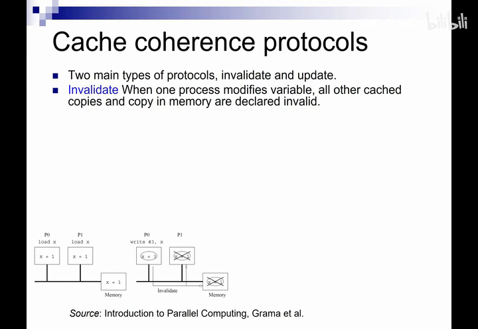So for example, if we look at the diagram on the left, suppose that we have a variable x, which is stored in memory, and it's also in the caches of two processors. Now suppose P0 modifies the value of x, changing it from 1 to 3. Then we're going to make the other two copies, at processor 1 and also in the main memory, be declared to be invalid.